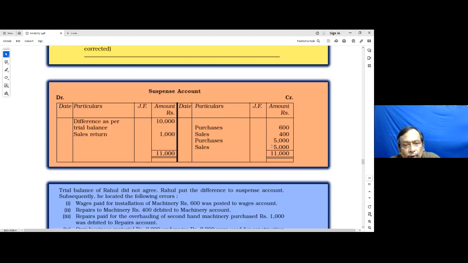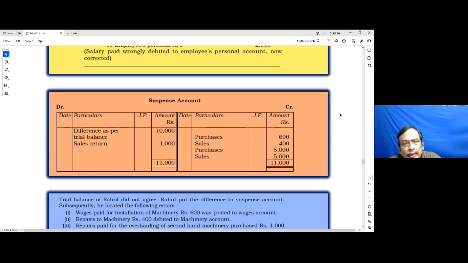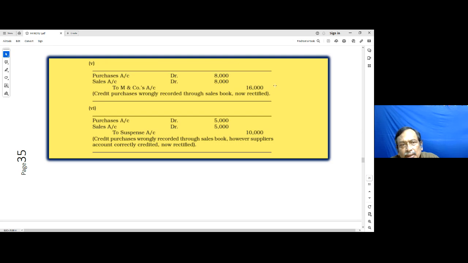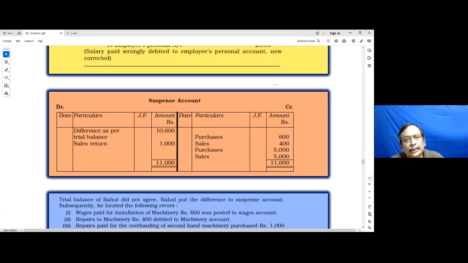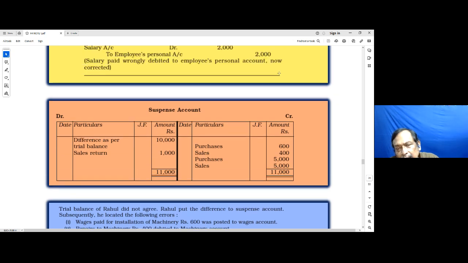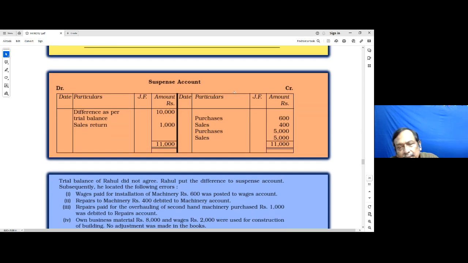Now we may go for the preparation of suspense account. That is, we are writing by purchases, by sales, by purchases, by sales. All the entries which are related to suspense are actually being taken into suspense account, and sales returned 1000. And remember, this rupees 10,000 was the difference as per trial balance. Now it is adjusted.